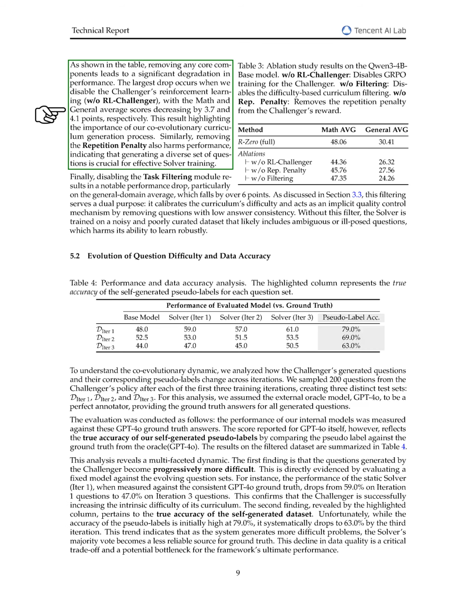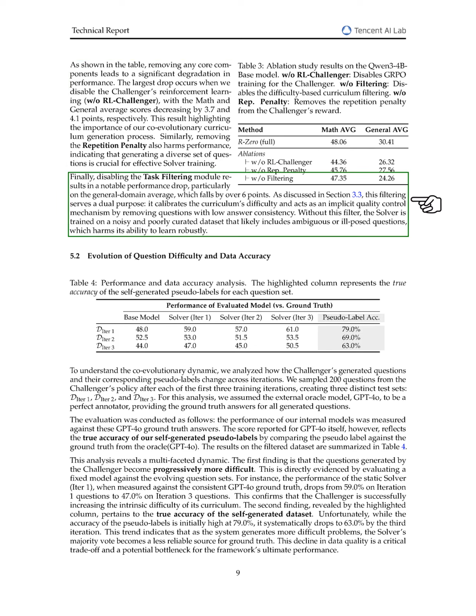The results indicate that removing any core component significantly reduces performance. The most substantial decline occurs when we turn off the challenger's reinforcement learning, leading to a drop of 3.7 and 4.1 points in math and general average scores, respectively. This underscores the importance of our co-evolutionary curriculum generation process. Similarly, disabling the repetition penalty negatively impacts performance, highlighting the need for diverse question generation for effective solver training.